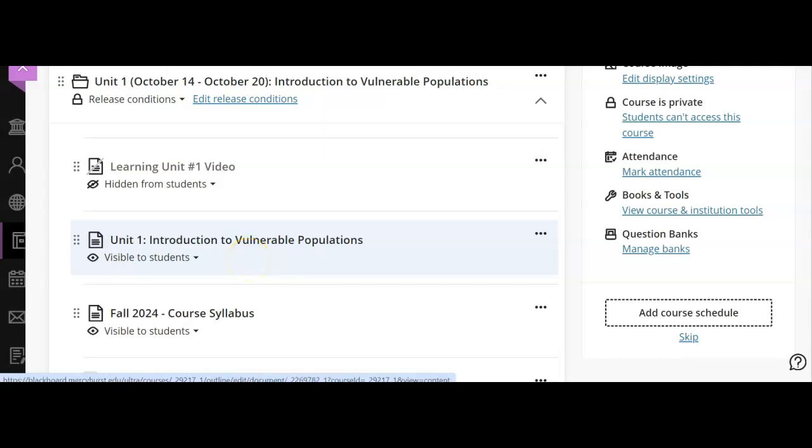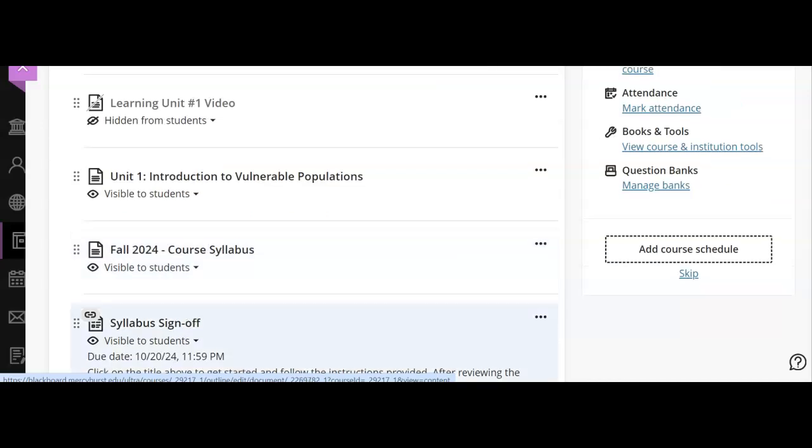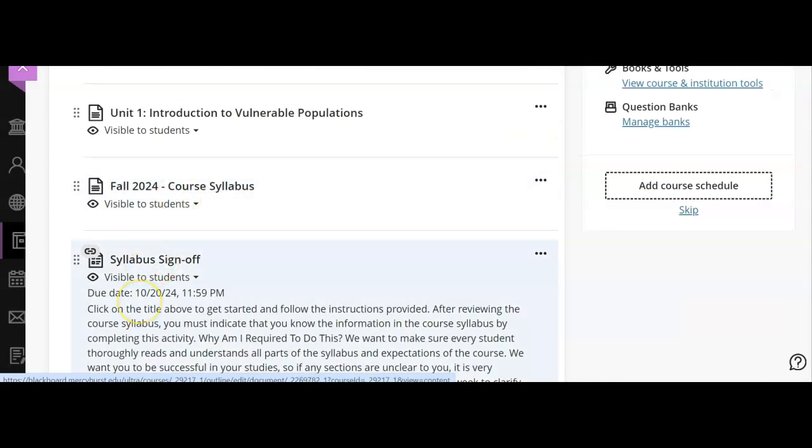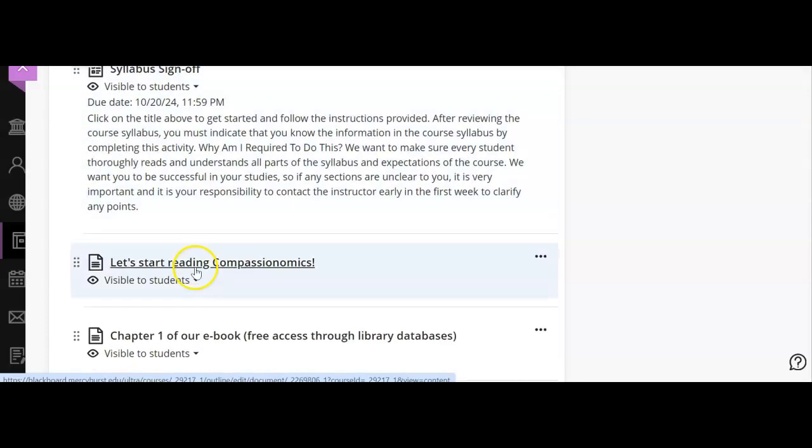So that's Unit 1. I've got the course syllabus here for you to click on, and the syllabus sign-off, both of which are also found in the Start Here box, but I want to make sure that they're also connected with this first learning unit. Then let's start reading Compassionomics.